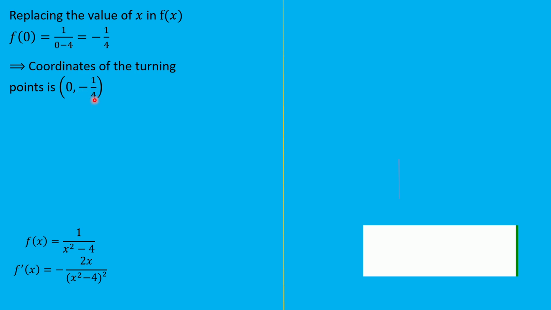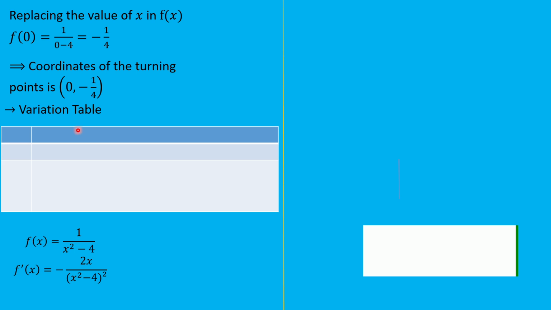Now after finding the coordinates of the turning point, we can now go down to our variation table. To draw the variation table is very, very easy. Don't take it difficult, take it easy. I have the variation table like this. I draw my table. I have x, f prime of x, f of x.